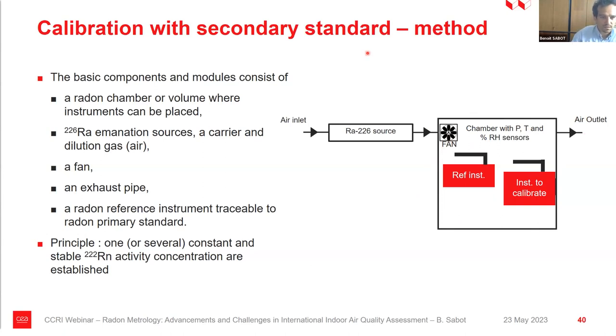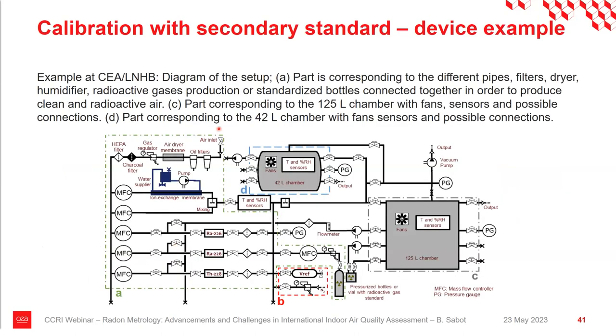In this part, the most critical would be to find the proper radon-226 source, depending on what activity range you want and what chamber you have. But at the end, as long as your reference instrument is good and calibrated with the primary standard, you will have a good reference value to compare with the system. So here I just show you what is the critical part in such a system.